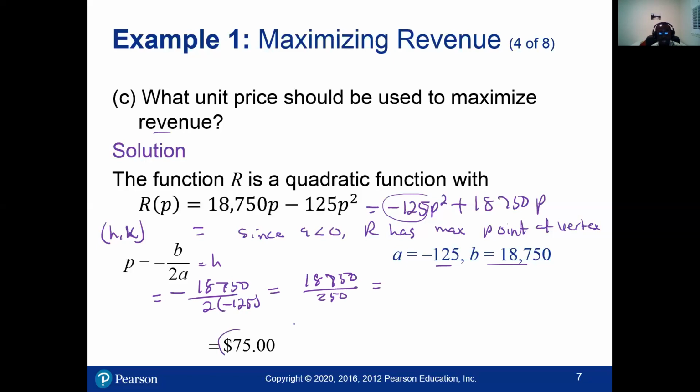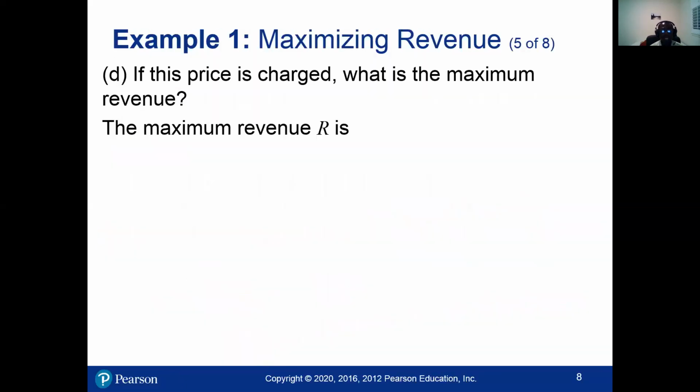All right. So it means that the revenue is maximum at the price of $75. So if the company charges $75 for that item, it's going to maximize my revenue. They asked, at what price should the company charge to maximize revenue? And that price is 75. So what is the maximum value then? What's the maximum revenue? That's the next step.